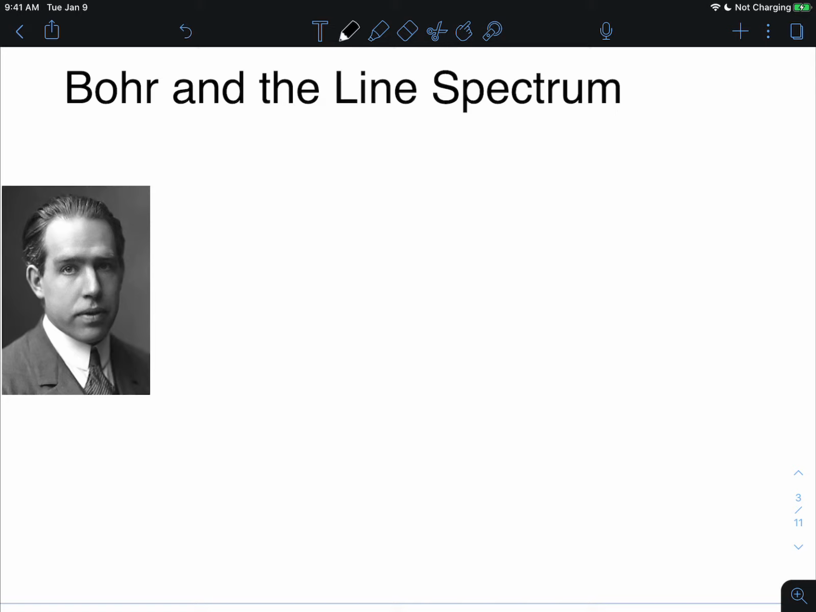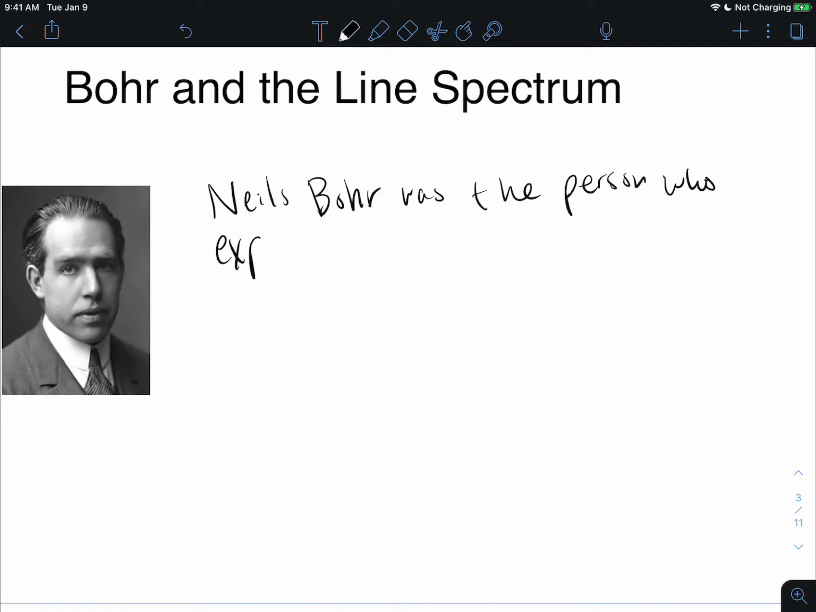So last time we left on the idea of the line spectrum. So we were like, okay, there's this line spectrum, and we don't actually know where it comes from. Well, it's Bohr, Niels Bohr. So Niels Bohr was the person who explained where the line spectrum came from.